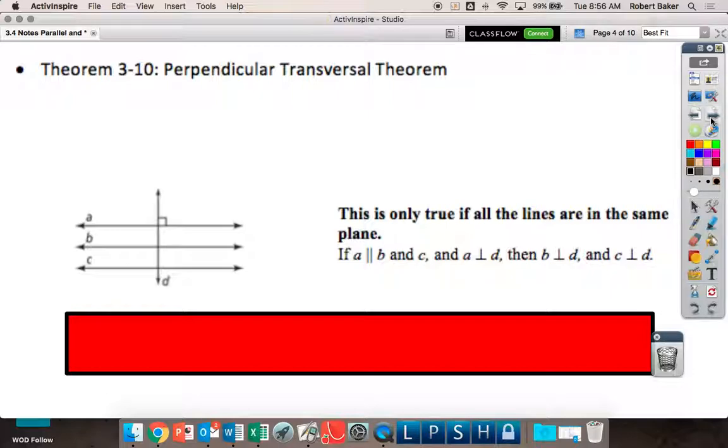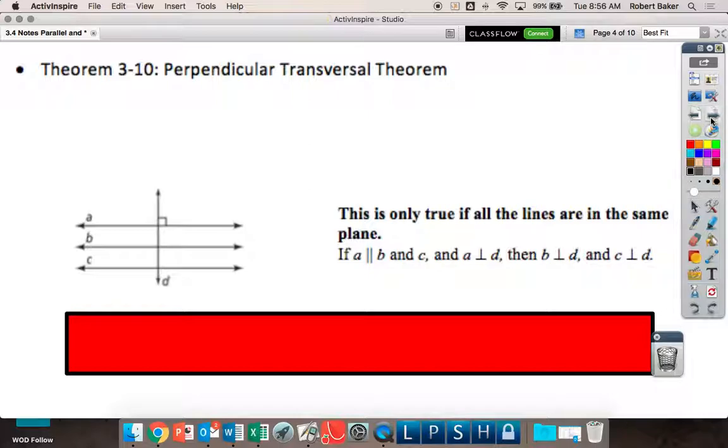Hold up a line, higher. If pink and green are parallel and blue is perpendicular to pink, what do you think about blue and green? They're perpendicular. So if I have multiple parallel lines and the blue line is perpendicular to one of those lines, it is perpendicular to all of those lines.